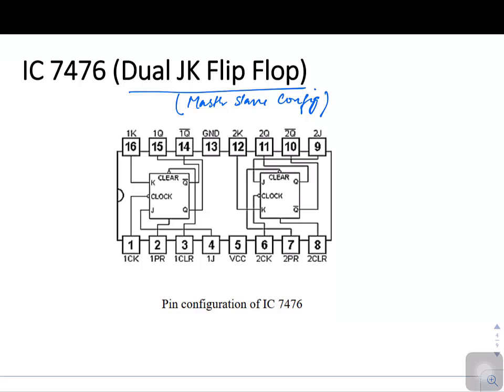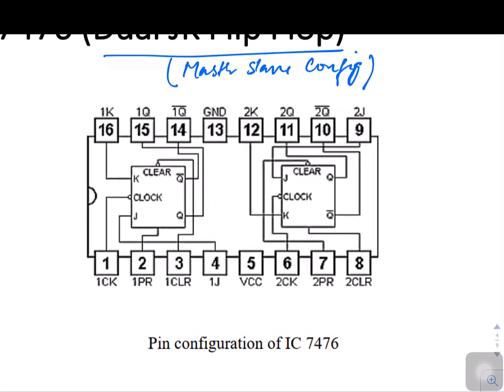And if we study the pins of this flip-flop, you can see in this particular diagram there are 2 JK flip-flops inside this IC. Pin number 5 is VCC, meaning there is a voltage given here. Pin number 13 is ground. Then clock pulse is given to this flip-flop, and similarly if you are using this set of JK flip-flop, then your clock is given here. You can see the subscripts 1 and 2. 1 refers to the first JK flip-flop and 2 refers to the second JK flip-flop.